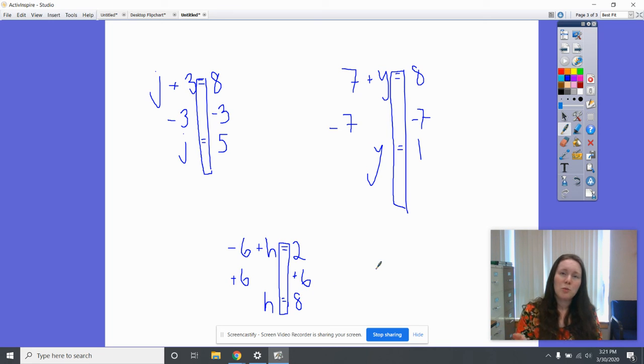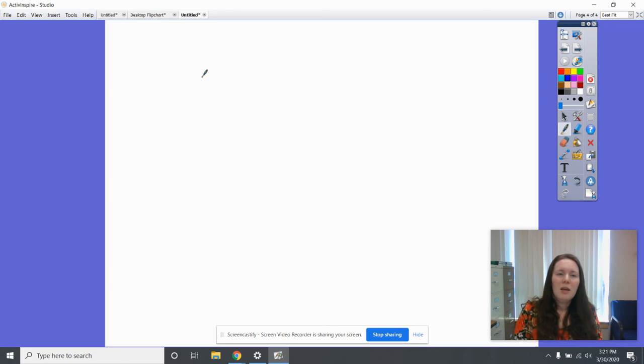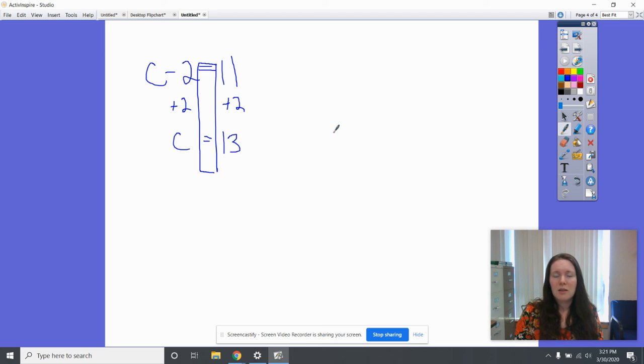Okay, so now we've tried multiplication, division, and addition, and now there's just one more. Let's say we have something like this. C minus 2 equals 11. I'm going to go ahead and draw my wall. And because I have a minus 2, the opposite operation is plus 2 on both sides. And C equals 13.